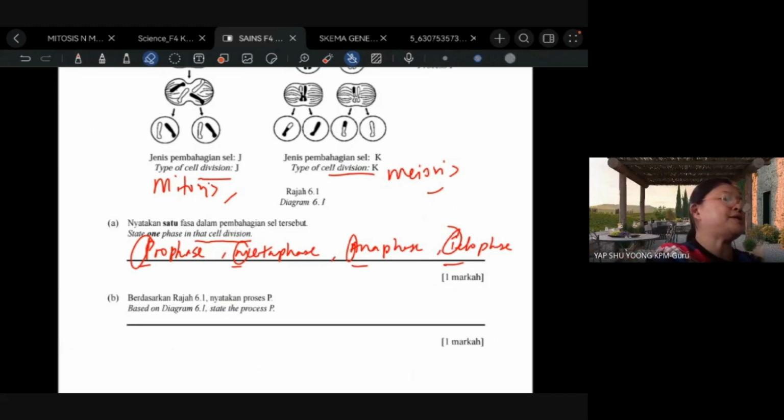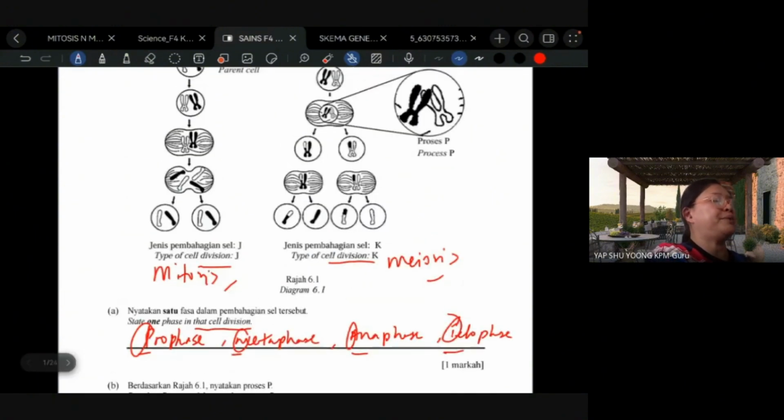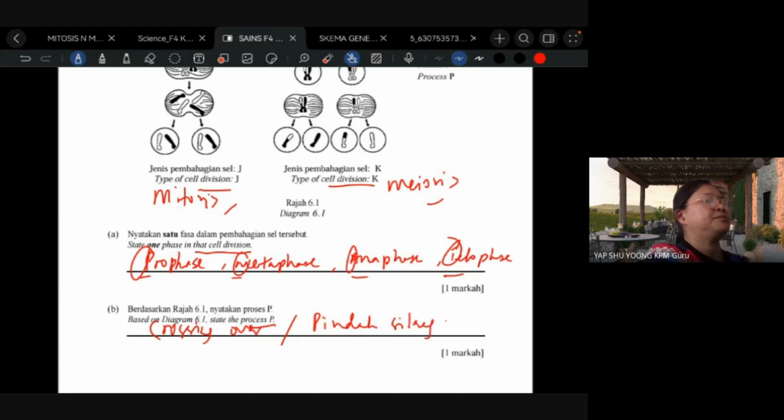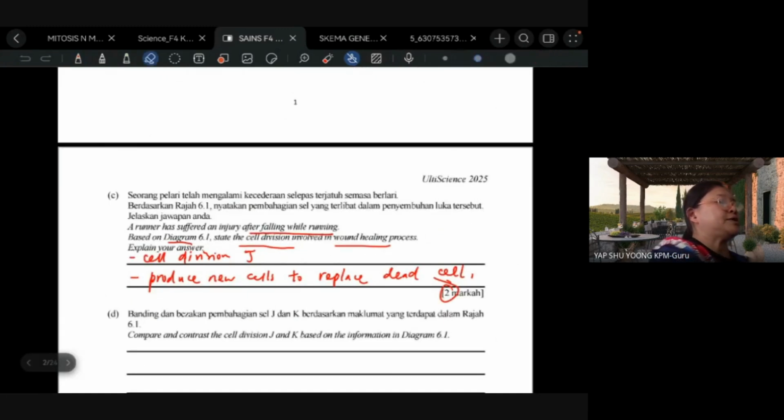Okay, next, based on diagram 6.1, state what is the P. What's P? P is crossing over, or in Malay we call pindah silang. In Malay we call pindah silang. Okay, next.